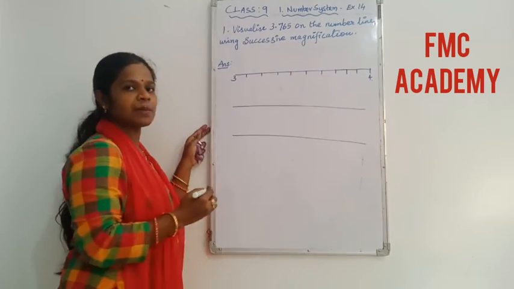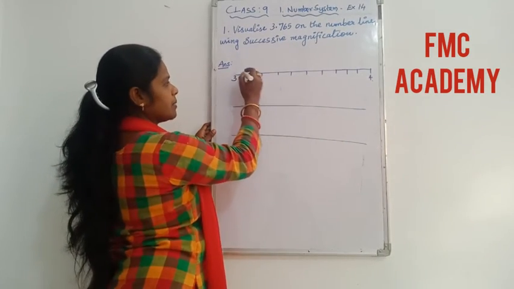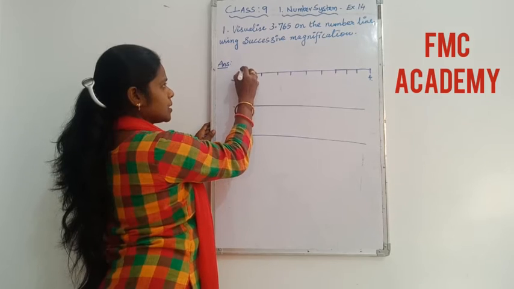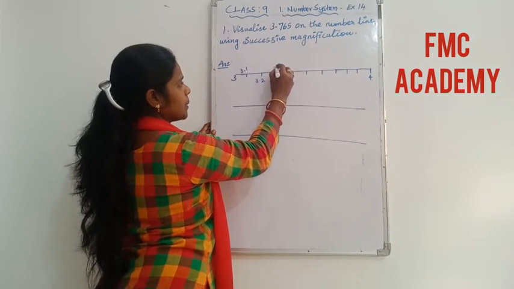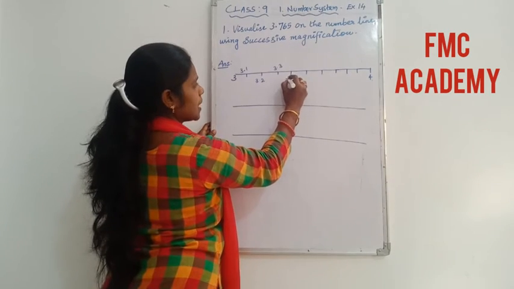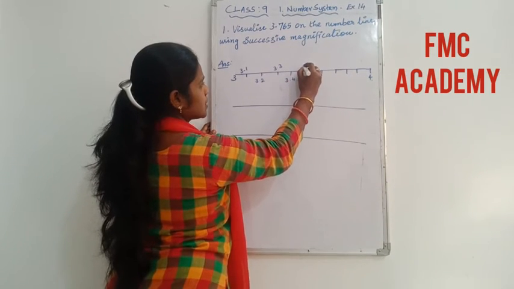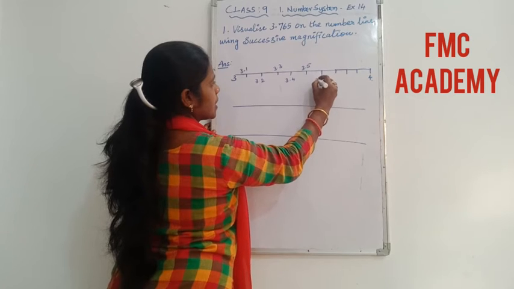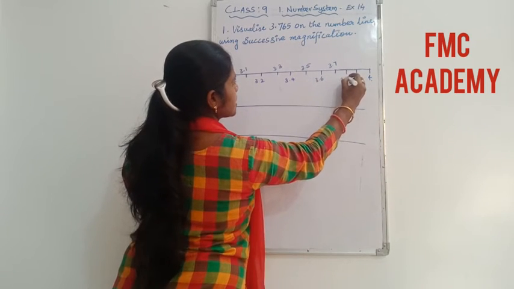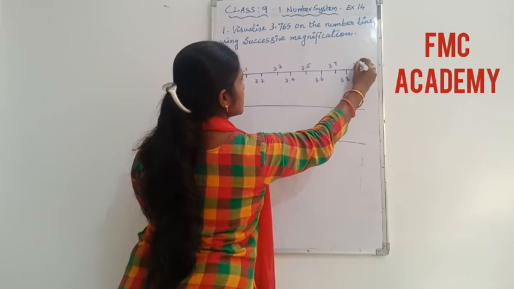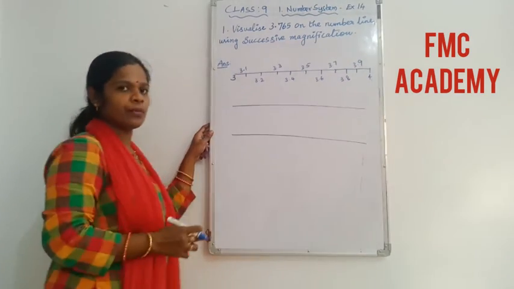Okay, write it in decimal form now. Whatever parts you made, make it decimal. 3.1, 3.2, 3.3, 3.4, 3.5, 3.6, 3.7, 3.8, 3.9, the next one will be 4.